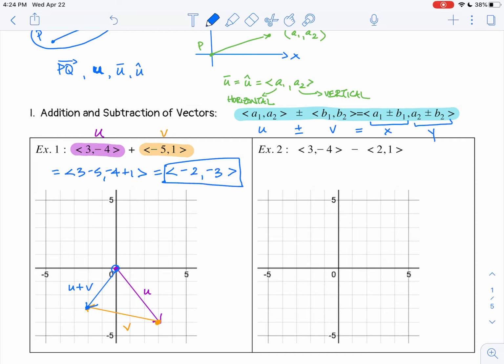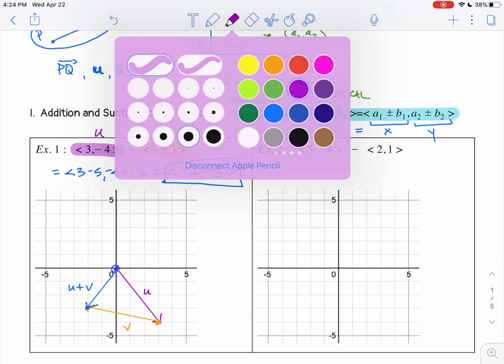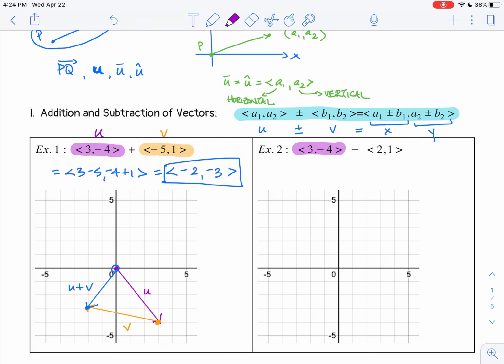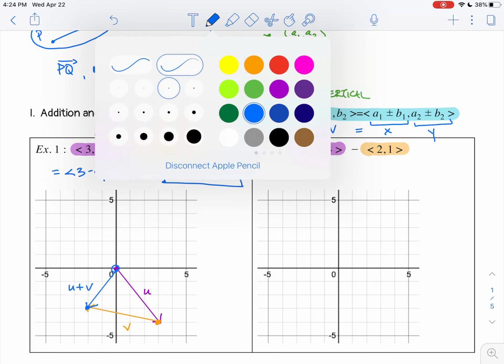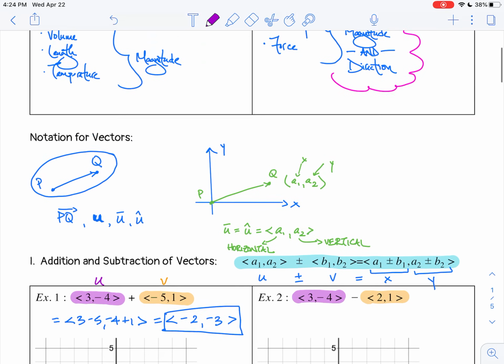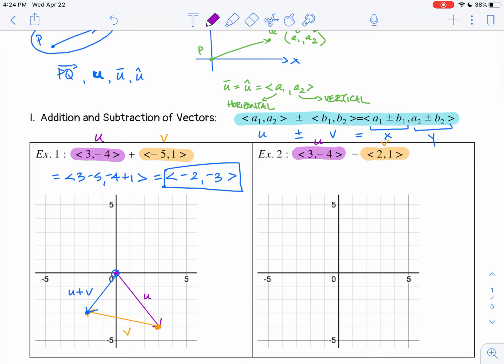And let's take a look at what it looks like when we are subtracting two vectors. So we'll start with the purple one, okay? And then we'll go to the orange one. And we'll finish with the blue. So this is our u in the purple. This is our v in the orange. And we're going to draw the purple one first. So we start here, we count over 3, down 4, and we connect those, and that is my vector u.